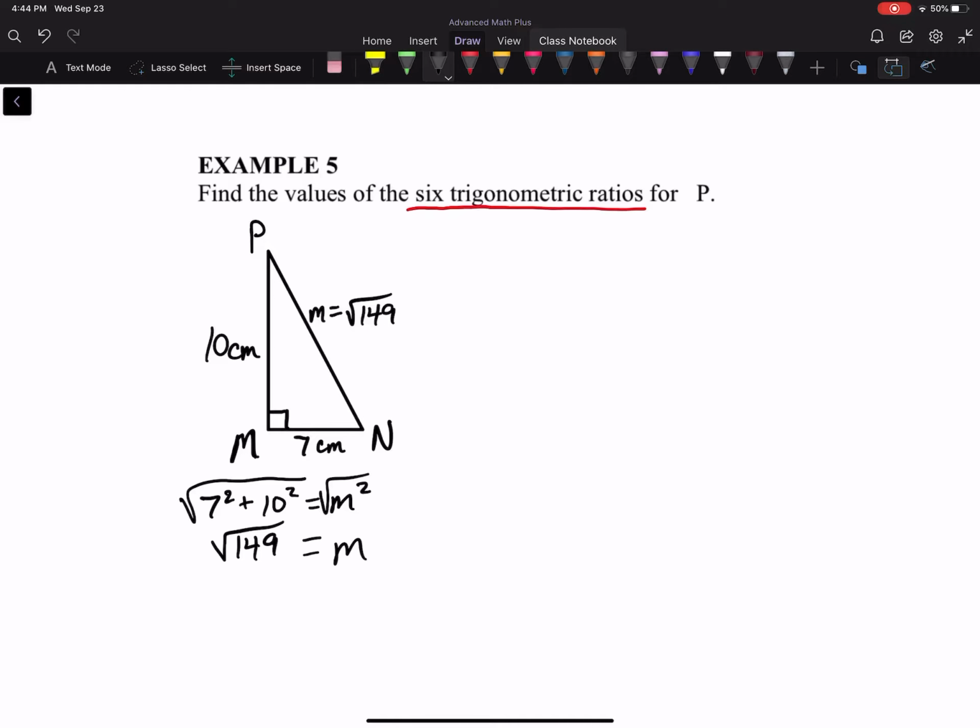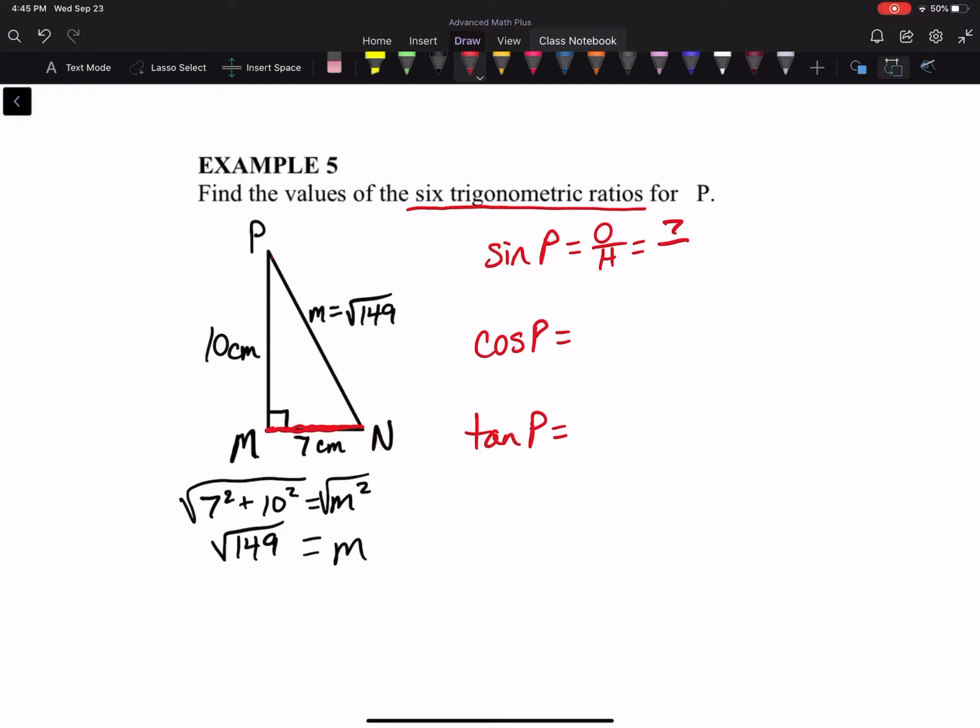And we start doing our trig ratios. So the sine of p will equal, the cosine of p will equal, and the tangent of p will equal. Notice I do the first 3 first, and then I'm just going to flip them to get the reciprocals. So sine of p, again, is opposite over hypotenuse. The side that's opposite p is 7.